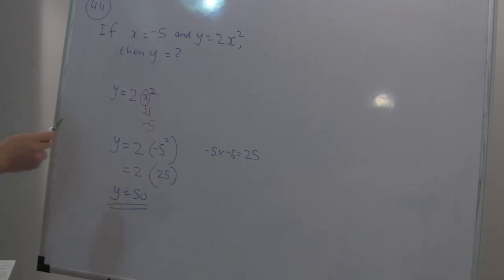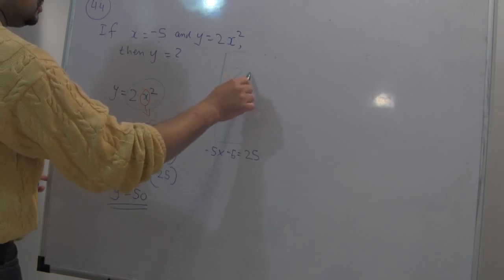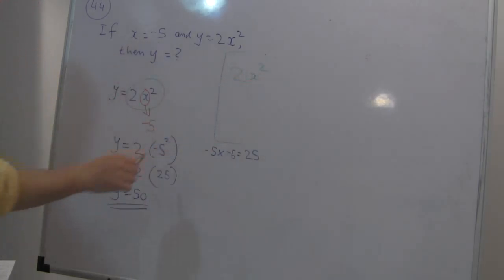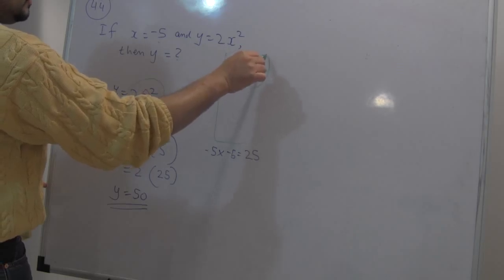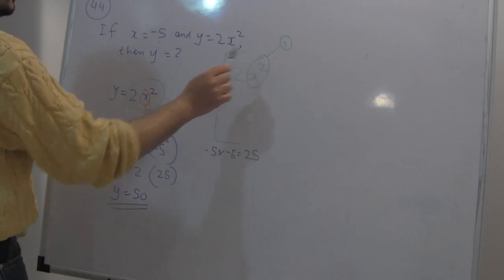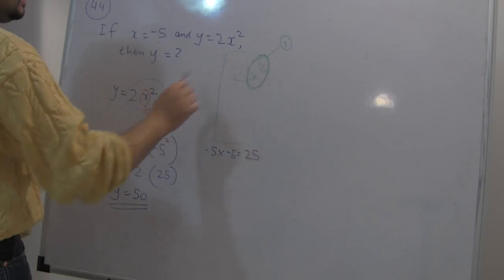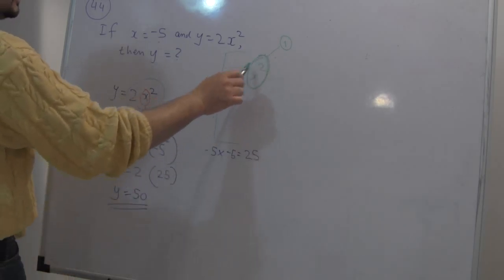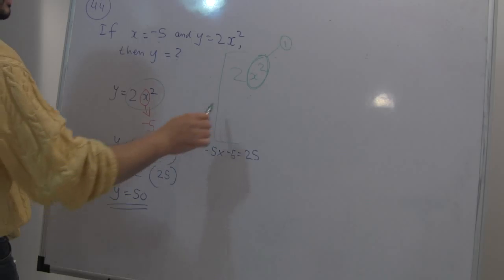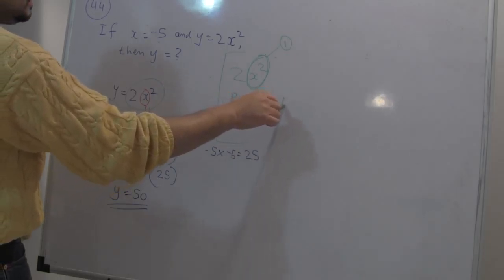One thing you want to pay attention to is that when you evaluate 2x square, you want to find out x square first. This is what you want to do first. You find x square first, then multiply the result of x square with 2. Pay attention.